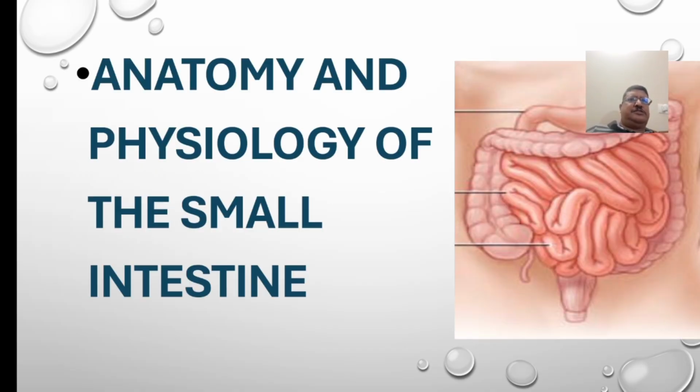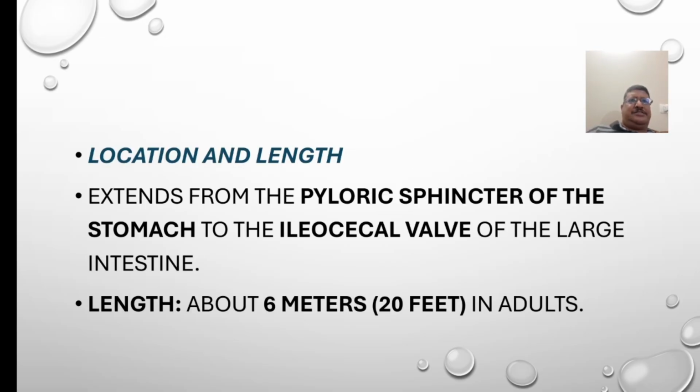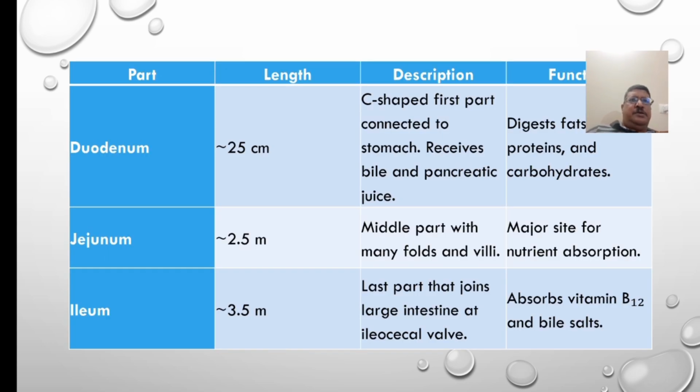Anatomy and physiology of the small intestine. The small intestine is the longest part of the digestive tract, where most digestion and absorption of nutrients take place. Location and length: it extends from the pyloric sphincter of the stomach to the ileocecal valve of the large intestine. Length is about 6 meters, 20 feet, in adults.